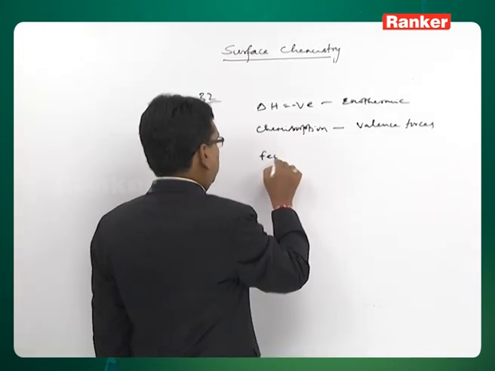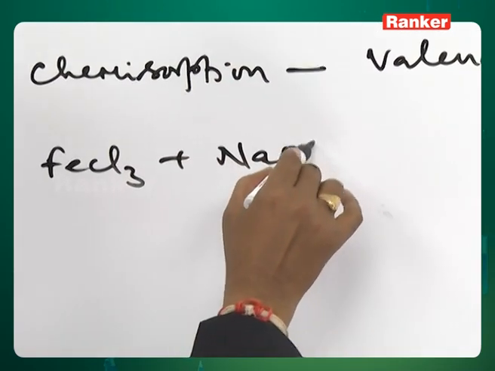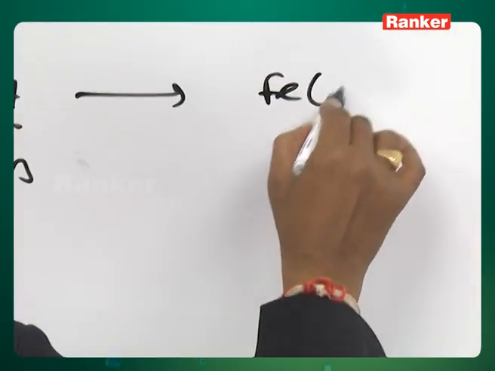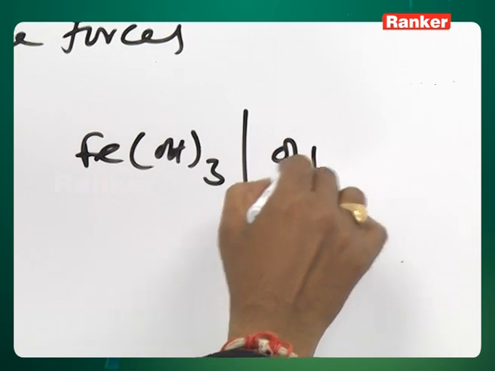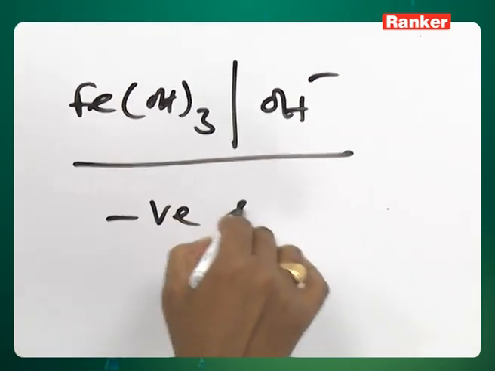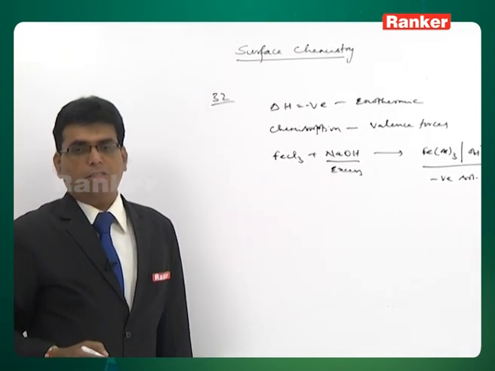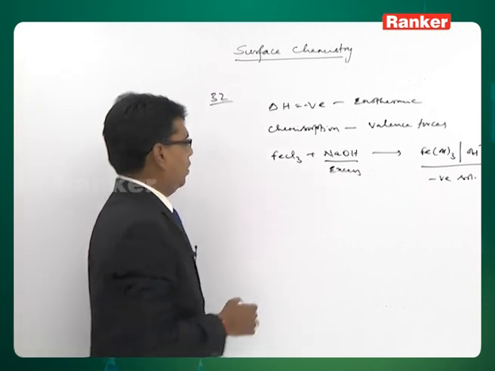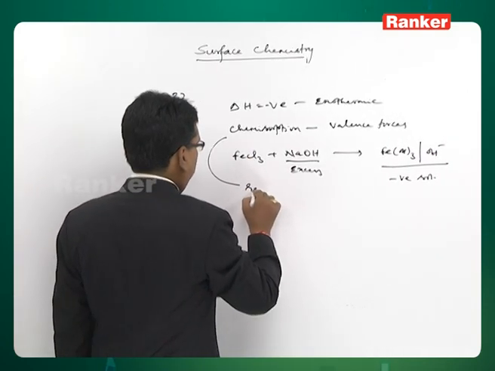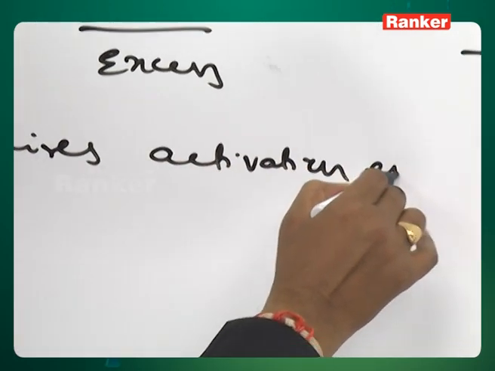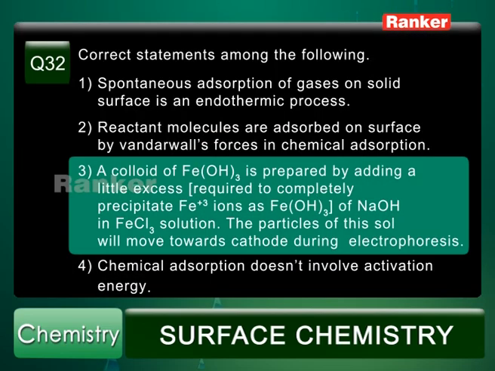A colloid of ferric hydroxide is prepared by adding a little excess of NaOH to FeCl3. Yes, when you have NaOH in excess, then you will have ferric hydroxide on which hydroxide adsorbs. So, you will get a negative sol. So, the third option is correct, and the fourth option, chemical adsorption does not involve activation energy. No, chemical adsorption requires activation energy. So, the correct option is option 3. So, the answer is 3.